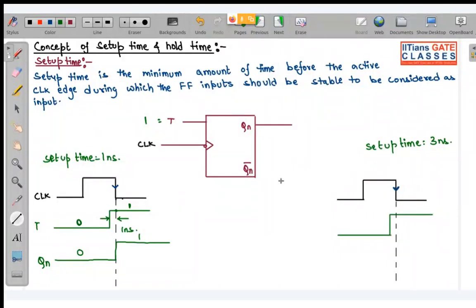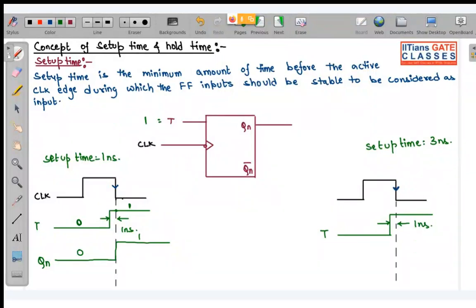Okay, so this is t. Let me assume, same case. So this is your t, and this is basically 1 nanosecond. So what will be the output? What will be the output? What will be the output?